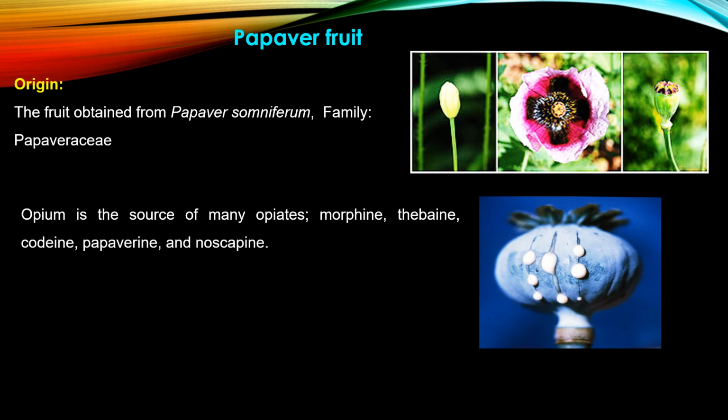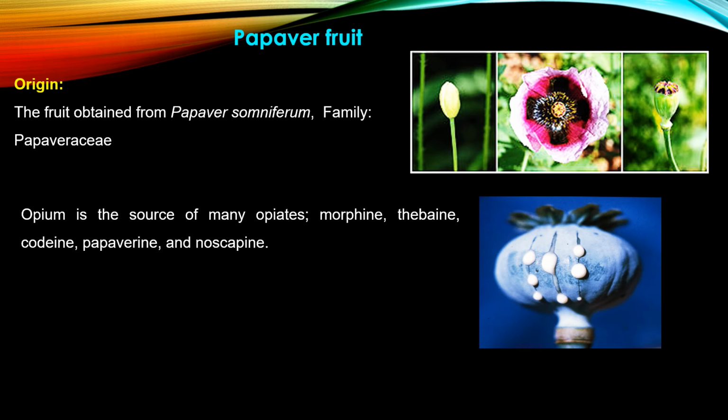Papaver fruit is obtained from the fruits of Papaver somniferum, family Papaveraceae. Flower of papaver and fruit, green fruit of papaver. The fully grown ripe fruits of papaver with latex after incision of the fruit wall.